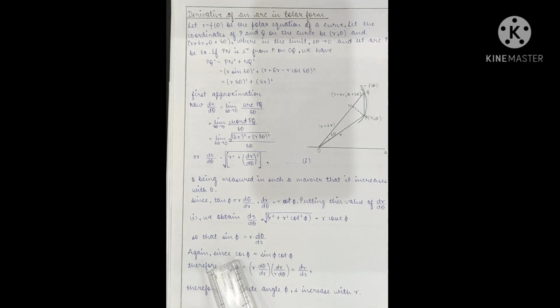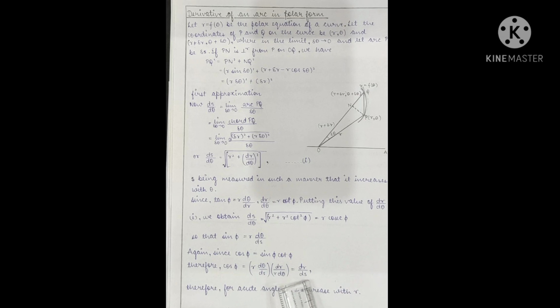Now since cos phi is equal to sin phi into cot phi, we will calculate the value of cos phi, which will come as dr upon ds. Therefore, for acute angle phi, s increases with r.